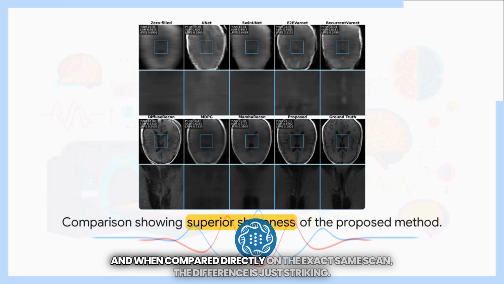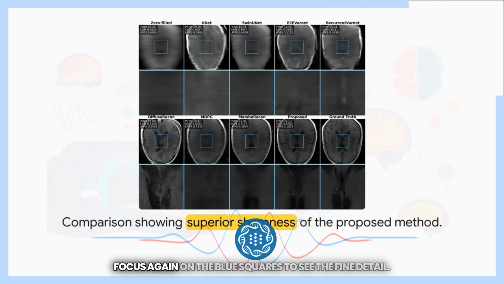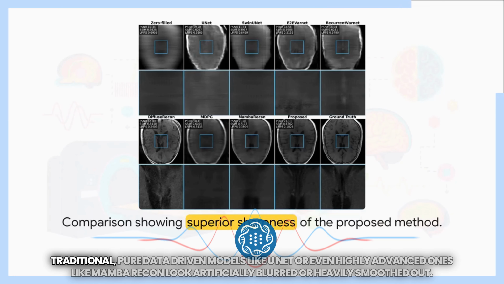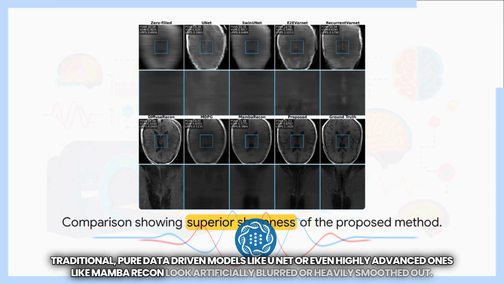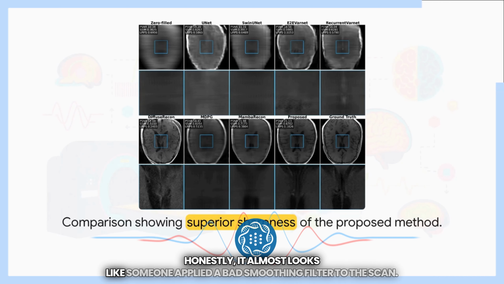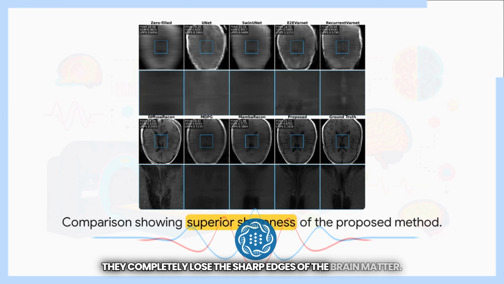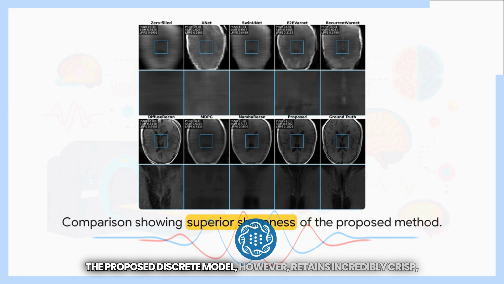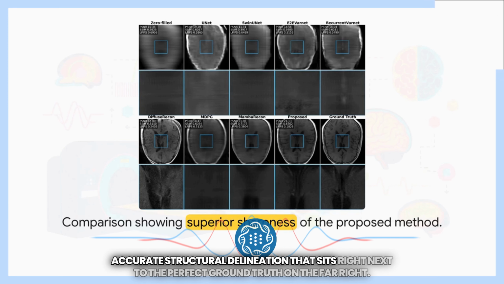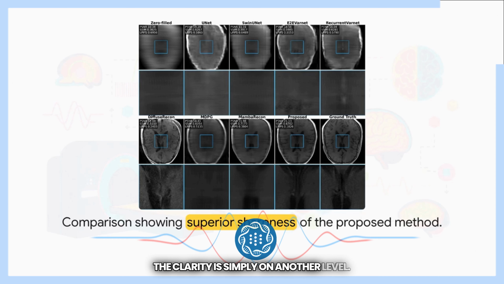And when compared directly on the exact same scan, the difference is just striking. Focus again on the blue squares to see the fine detail. Traditional, pure data-driven models like UNet, or even highly advanced ones like Mamba Recon, look artificially blurred or heavily smoothed out. Honestly, it almost looks like someone applied a bad smoothing filter to the scan. They completely lose the sharp edges of the brain matter. The proposed discrete model, however, retains incredibly crisp, accurate structural delineation that sits right next to the perfect ground truth on the far right. The clarity is simply on another level.